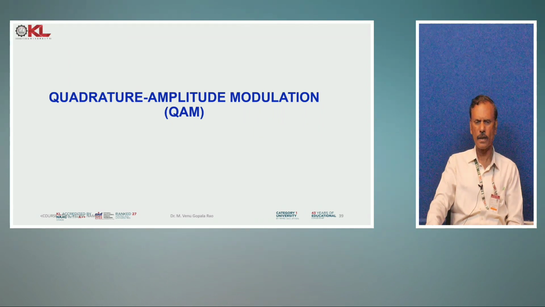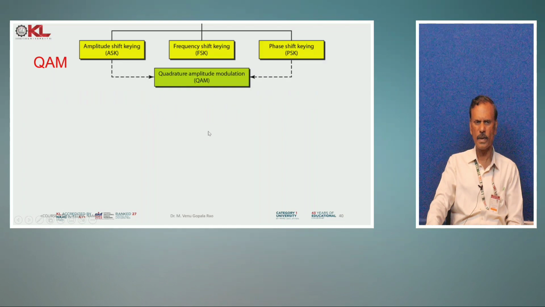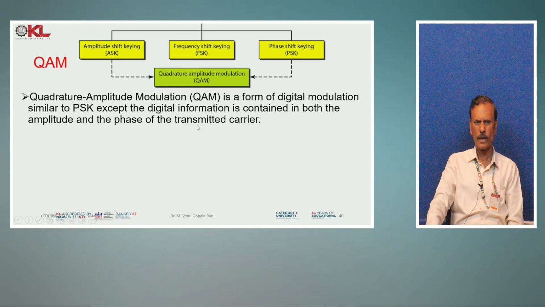Now another modulation technique is what we are calling QAM, quadrature amplitude modulation. As we have already seen in the previous case, it is the combination of amplitude shift keying and phase shift keying. So quadrature amplitude modulation is a form of digital modulation similar to PSK, except the digital information is contained in both the amplitude and phase of the transmitted carrier.